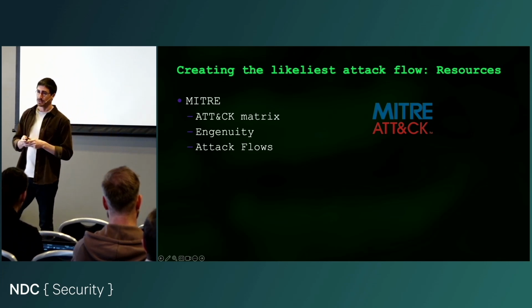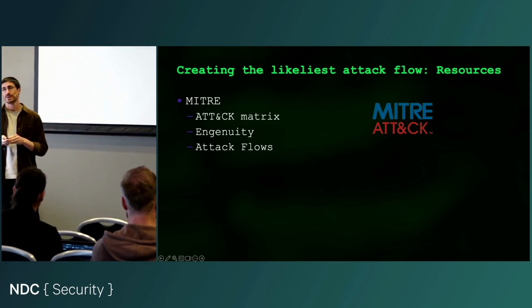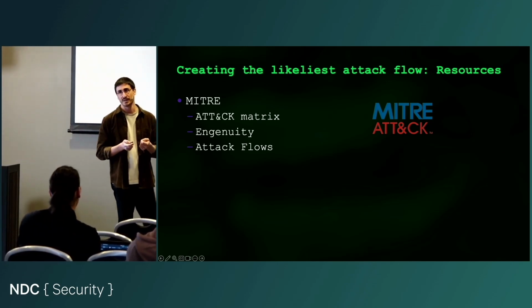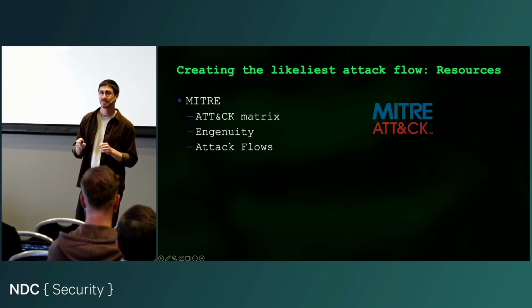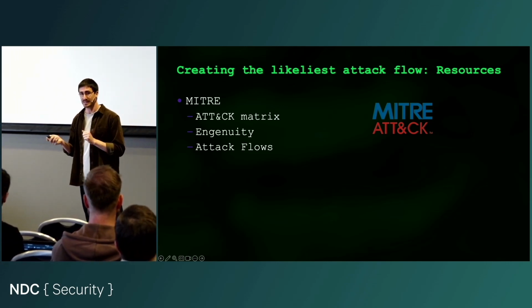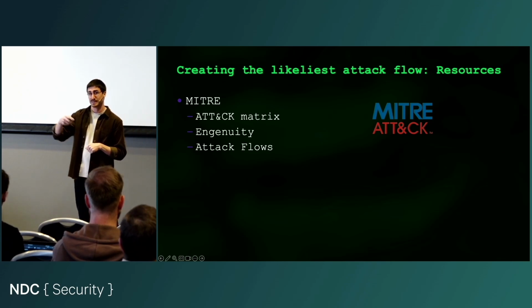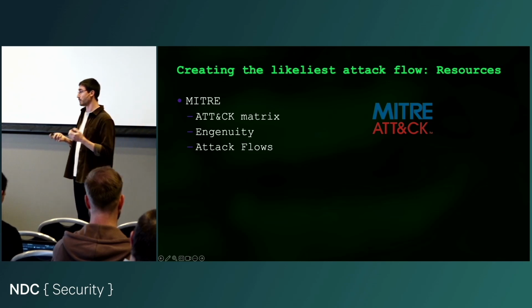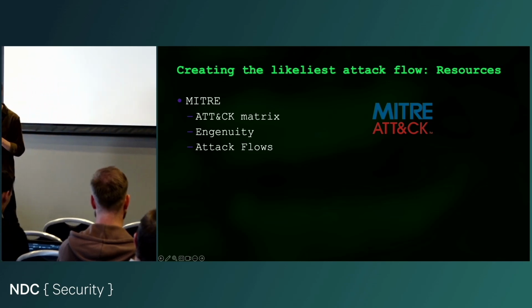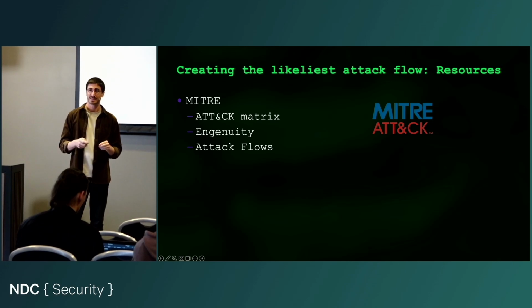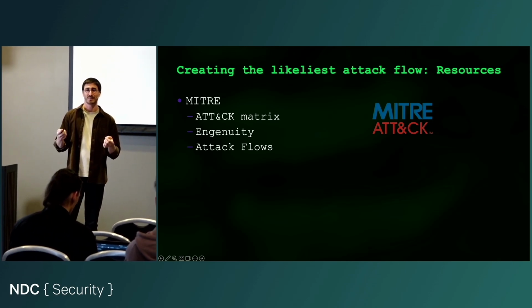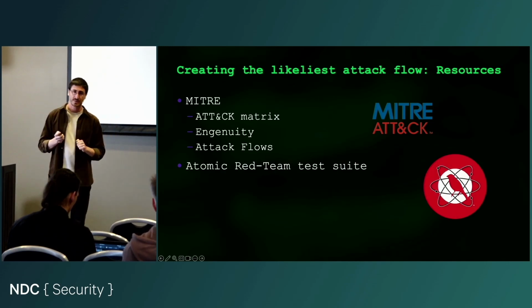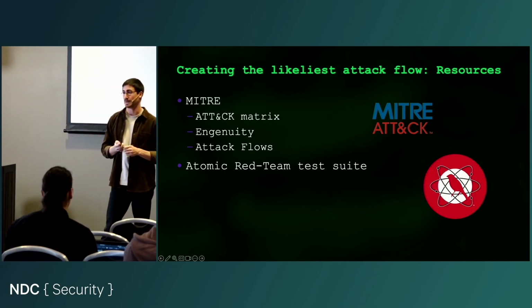There is also MITRE Ingenuity. This is another project by MITRE where they provide ways to assess the security of networks, with examples of APTs, advanced persistent threats, step by step, so they simulate other breaches that were seen in the wild, and this is also very useful. Another thing is Attack Flows. This is a schematic way that they provide for writing the flow of an attack. There's also Atomic Red Team. This is a GitHub project.